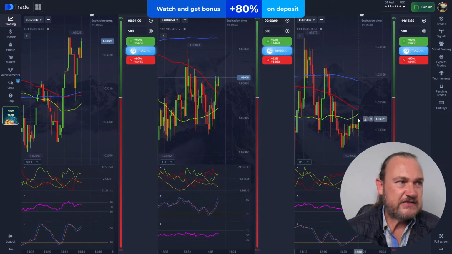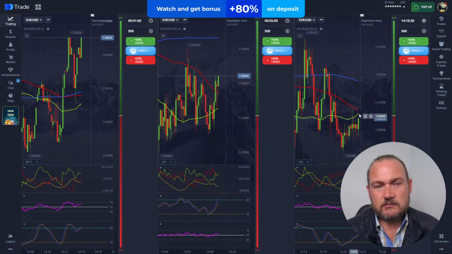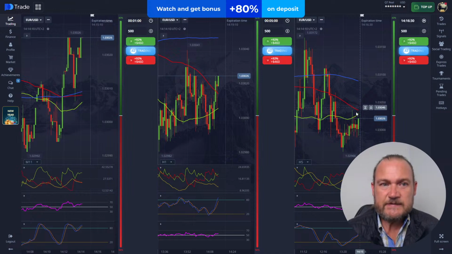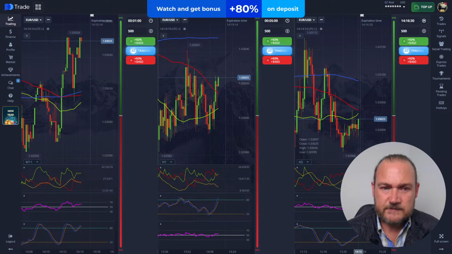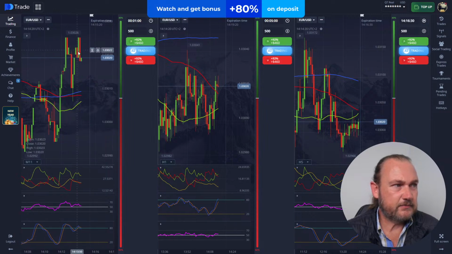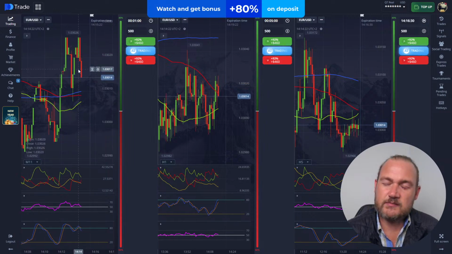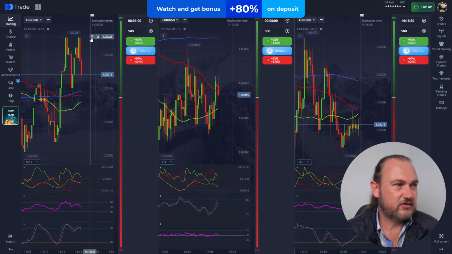On the 5 minute, we can see we're pushing upwards. We do have the moving averages at the moment acting as resistance areas. Our RSI is on the 50, might reject. I missed that divergence. This was a sell opportunity.